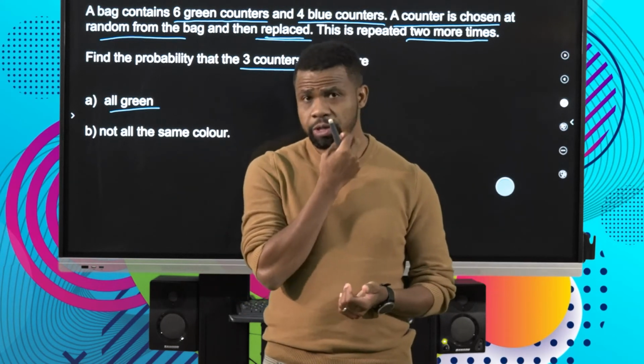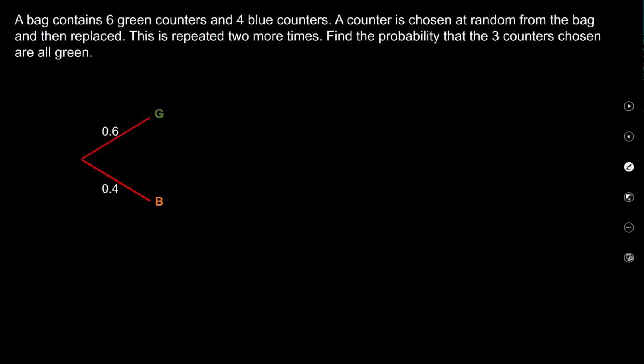Okay. How do we draw a tree diagram? Let's see how we can draw a tree diagram. Because a bag contains 6 green and 4 blue, we have 10 in a bag. What is the chance of getting green? Green is 6 out of 10, and 6 out of 10 is 0.6. What is the chance of getting a blue counter? Blue is 4 out of 10, and 4 out of 10 will give us 0.4. That's the first part. Getting green initially is 0.6, 6 out of 10. Getting blue is 4 out of 10, which is 0.4. You can write this as a decimal like that, or you can leave it as a fraction.